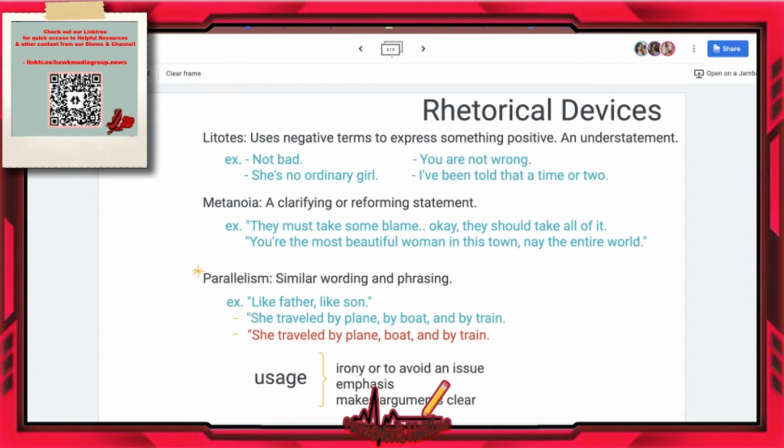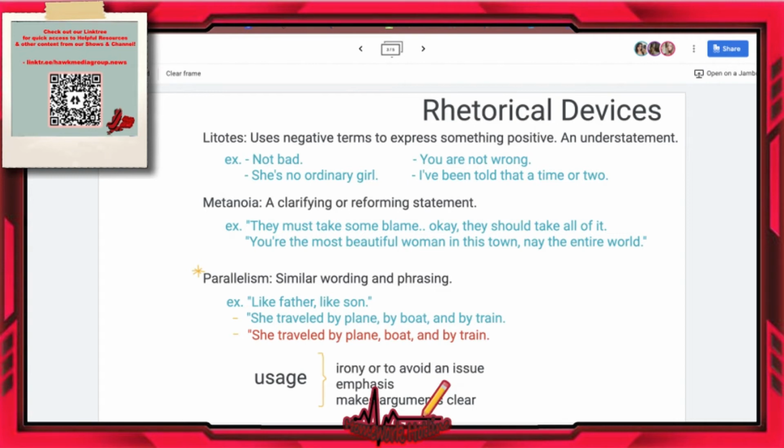Moving on, we have parallelism, which is similar wording and phrasing. So parallelism is pretty straightforward. Like in the first example, we're saying like father, like son. Now, the reason why I started with parallelism is because if you're a junior, you probably have gotten your ACT results back today. And if you're looking to improve your English score, parallelism is one of the topics that they cover on the ACT.